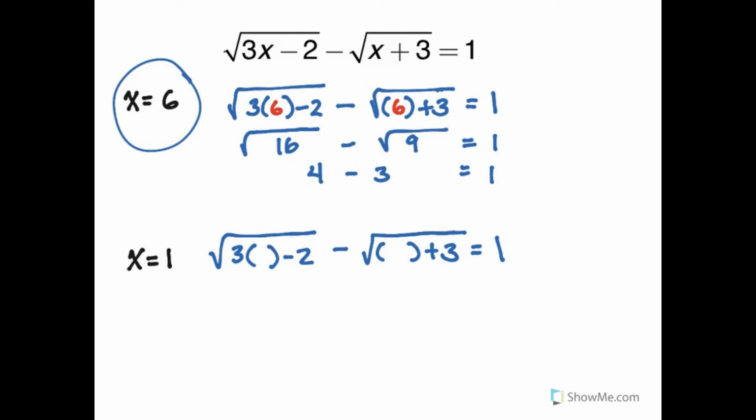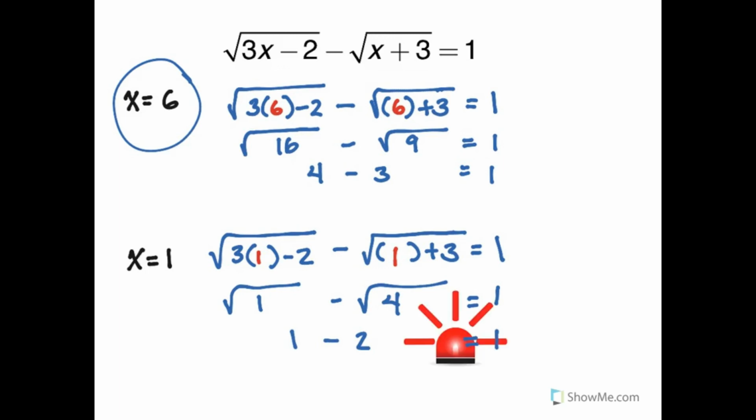Let's try x equal 1. So the square root of 3 minus 2 is the square root of 1, and the square root of 1 plus 3 is the square root of 4, and that should equal 1. So 1 minus 2 equals 1. Not true. Since 1 minus 2 equals negative 1, x equals 1 is not a solution.